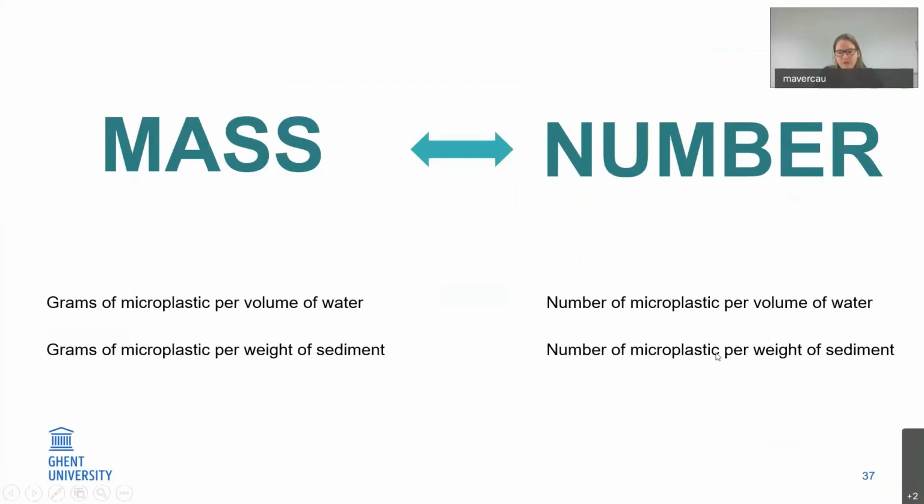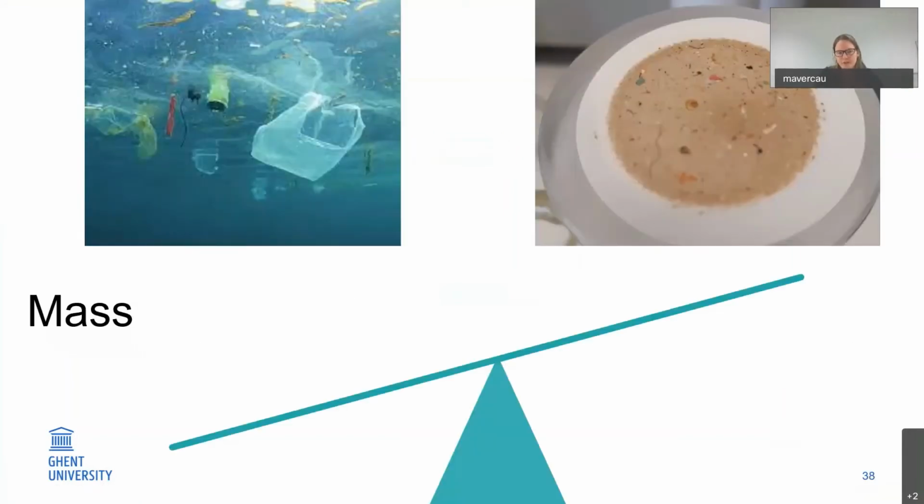And this can have a large effect, of course, because for mass, the bigger particles, the macroplastic, will have a lot of input in the mass. So if you have one large bucket, it will have a lot of impact on the total mass of the sample. And the smaller plastics, they will not.